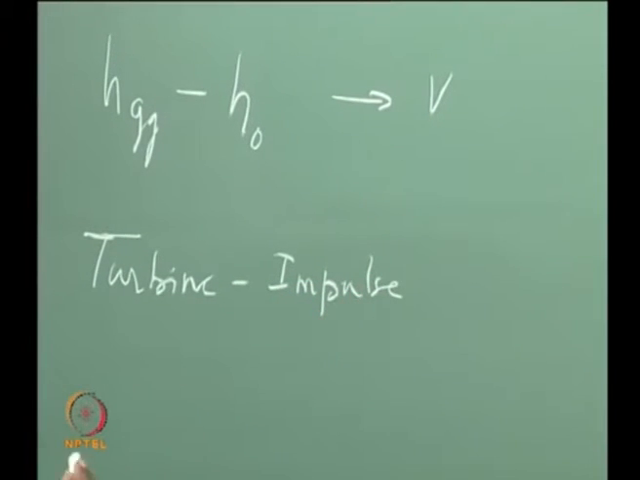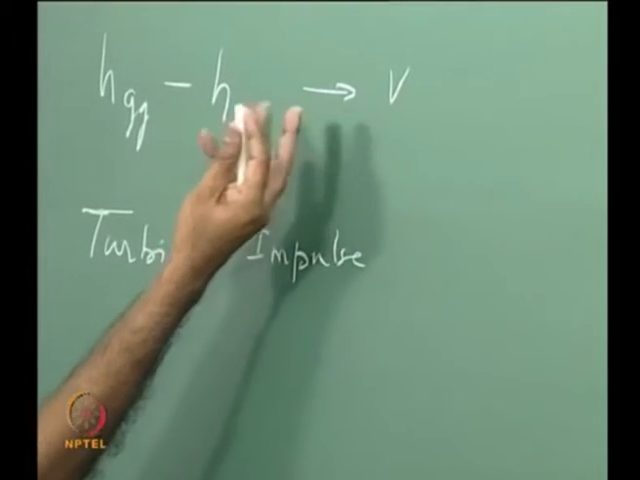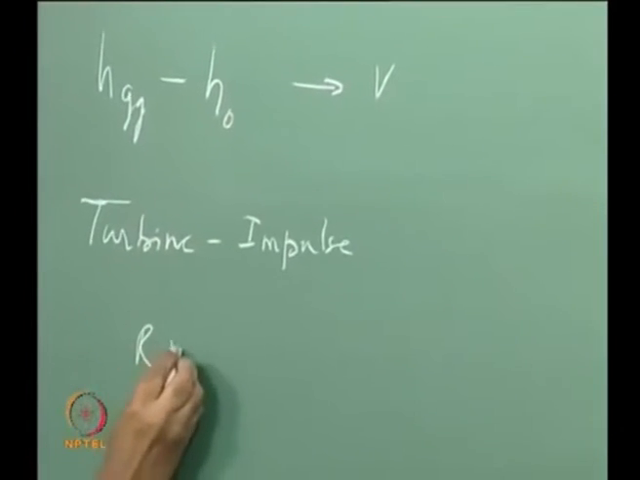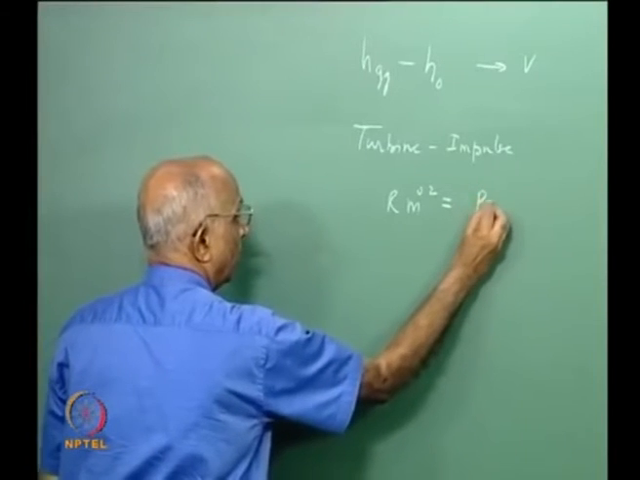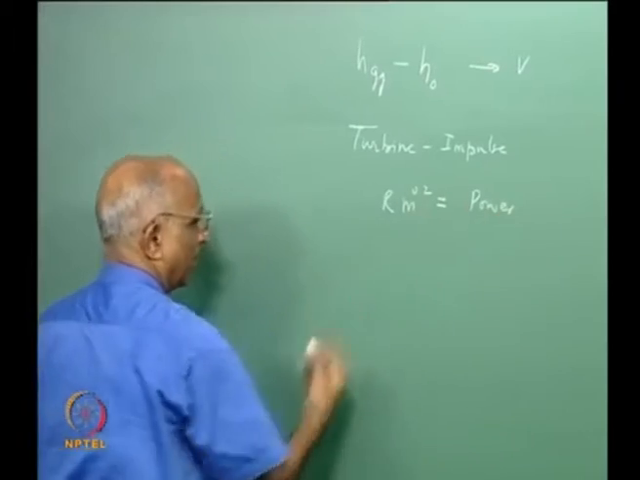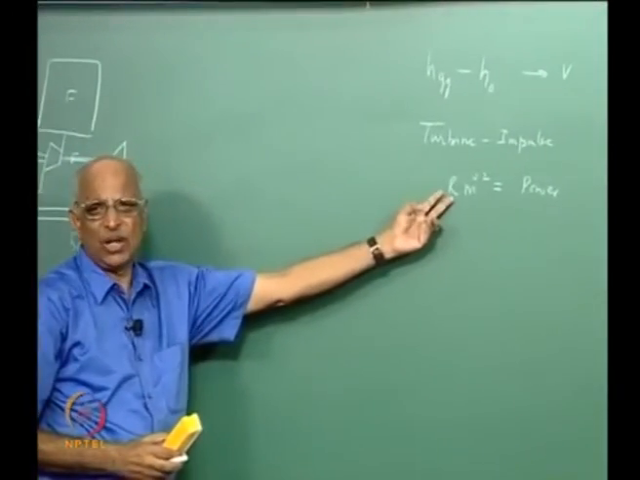And how do we say this? We say it goes as the resistance into the mass flow rate, R into m dot square, which gives me the power to run a particular turbine ring. This I just put as resistance. I will revisit this value a little later.